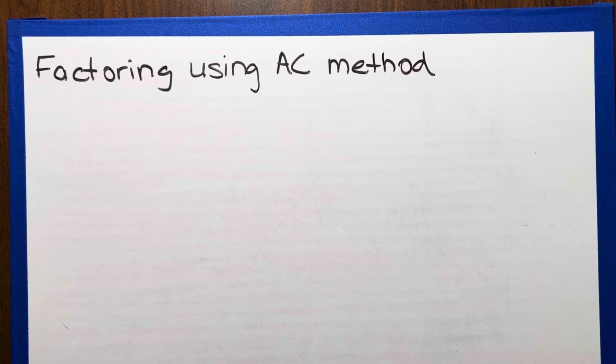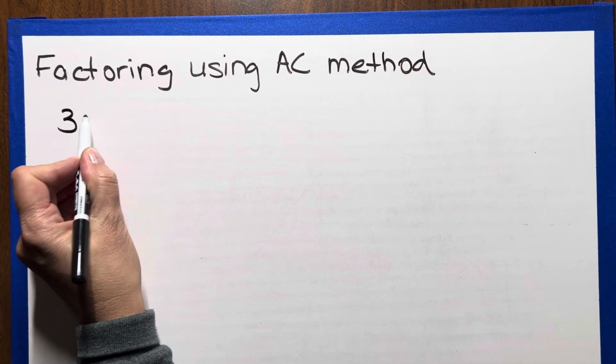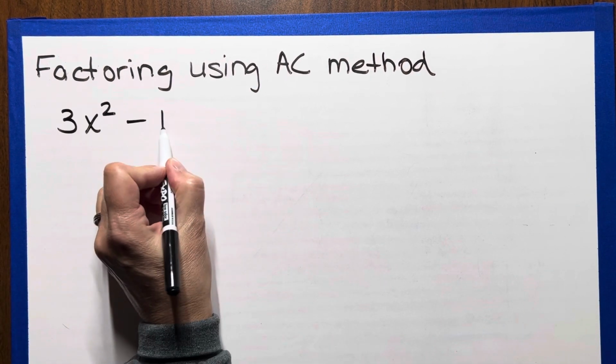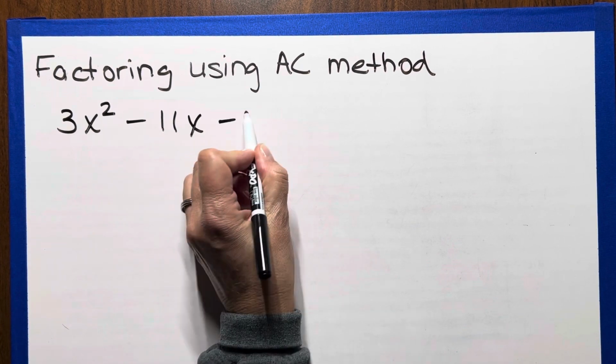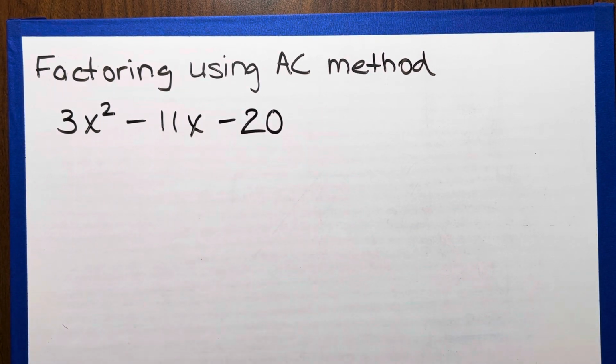Today's topic is factoring using the AC method. This is a problem that I have done on a previous video. It was so popular that I wanted to post a couple additional examples of the same type of problem. So here's our first one today. 3x squared minus 11x minus 20.